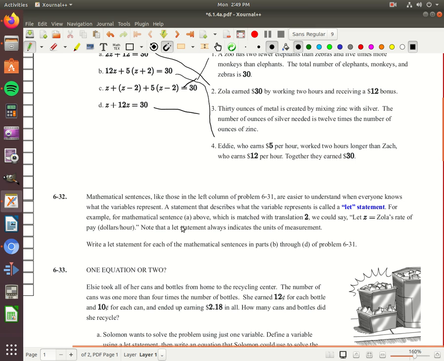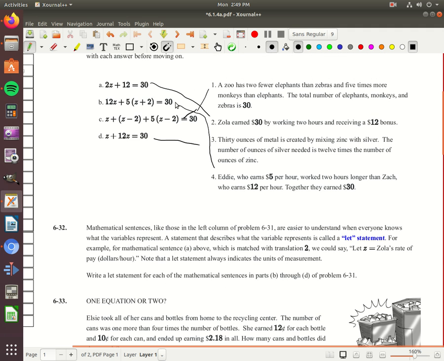So, for example, for mathematical sentence A above, which is matched with 2 translations, we could say z equals Zola's rate of pay in dollars per hour. Note that a let statement always indicates the units of measure. So write a let statement for B through D.